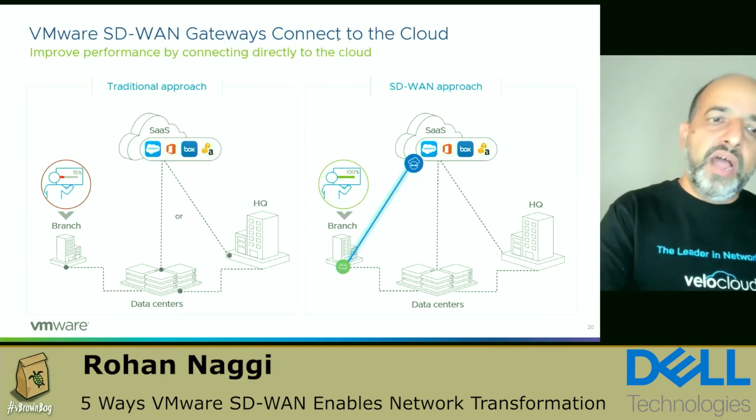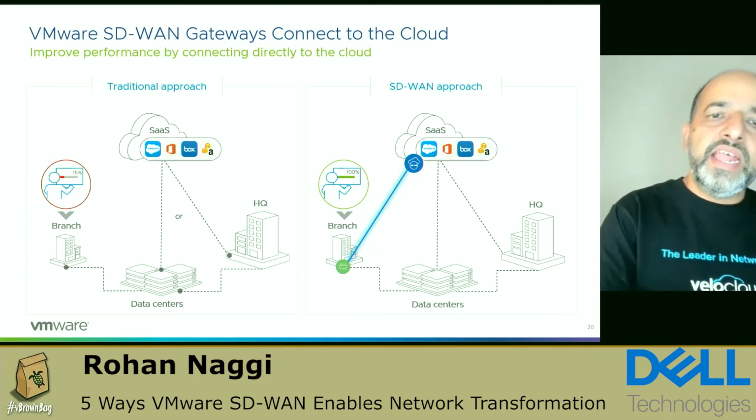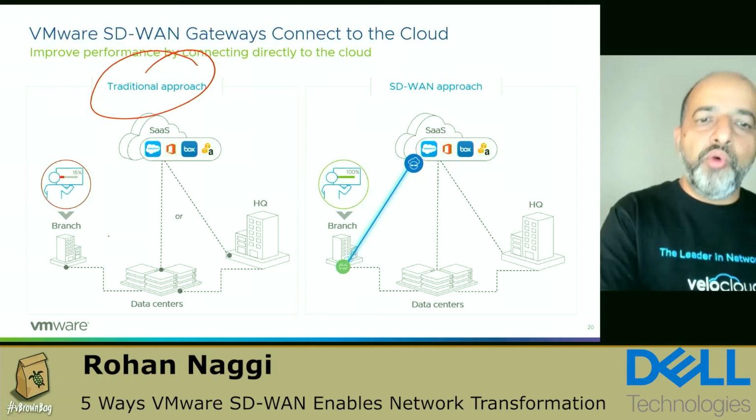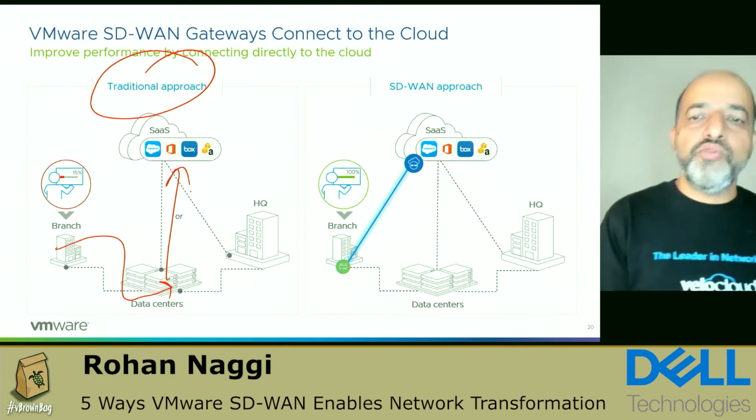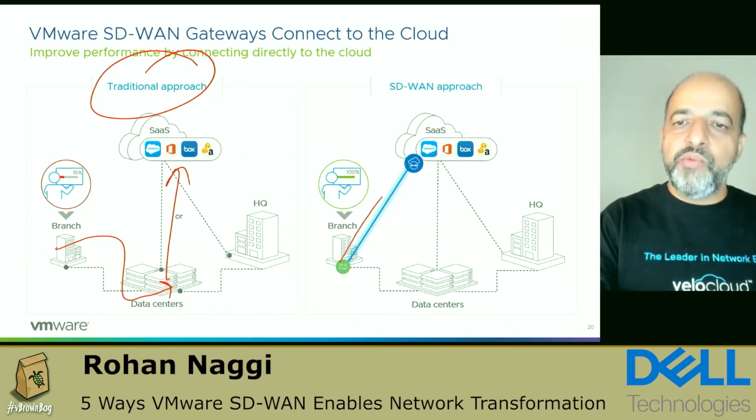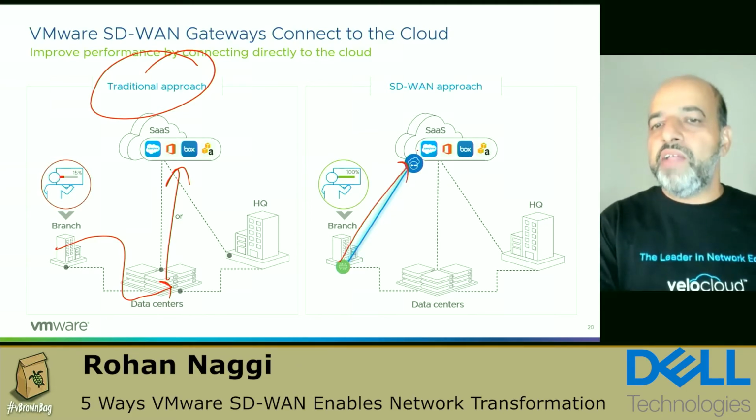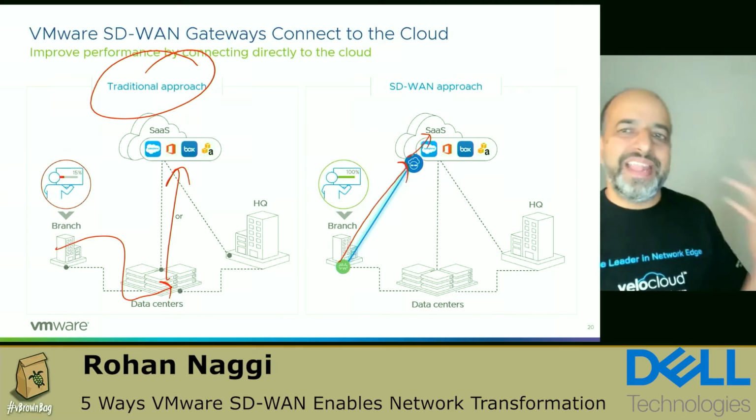And you can see here, from the branch, the traditional approach was to backhaul to the data center and then go to the SaaS cloud. But now with these gateways, you can just redirect the traffic to the gateway, and then it goes to the SaaS cloud. That's where the VMware SD-WAN gateway comes into play.